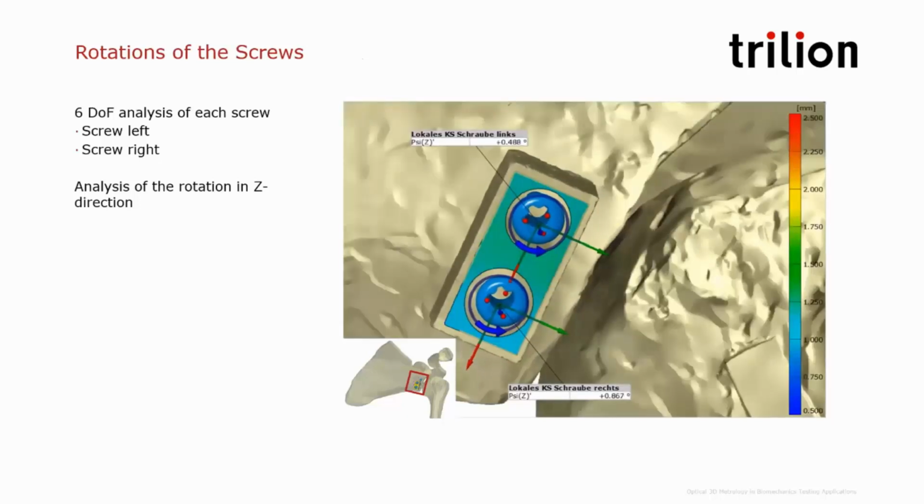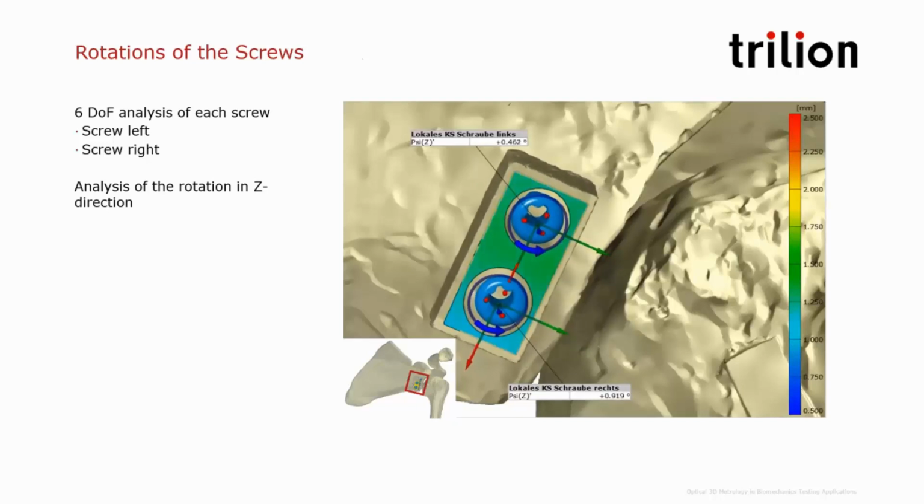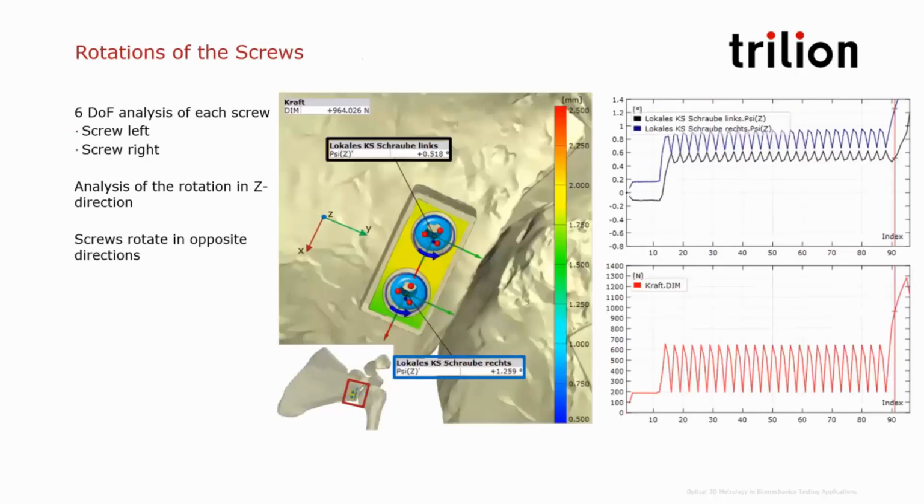Next, we have the motion analysis of the two screws. The target dots on the screws enable us to look at the 6 degrees of freedom for each screw. So here we are examining the rotations. This is in the Z direction, so that's towards the screen. Let's take a look at the comparison between these screws.